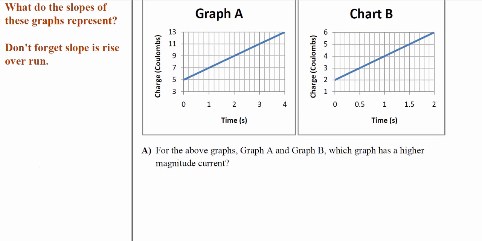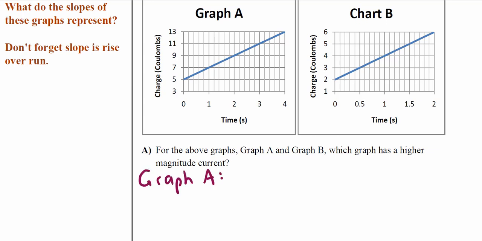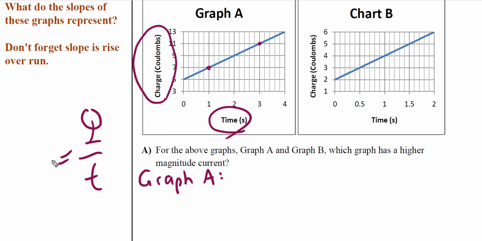Here we have two graphs, graph A and graph B. The question is which graph has a higher magnitude current. To do that, I'm going to do some slopes. For graph A, I'm going to pick a couple of points, one right here and one right here. We do this by looking at the rise over run. We have a charge and we have a time, and Q over time, by definition, is the current. So I am doing the slope because that'll give me the current.